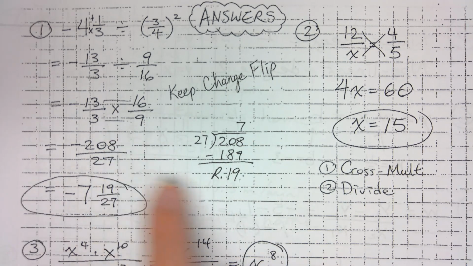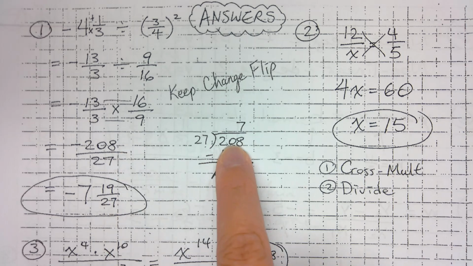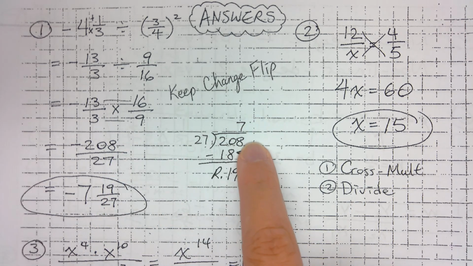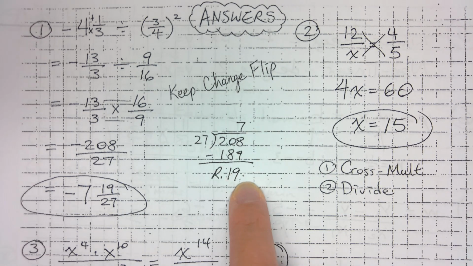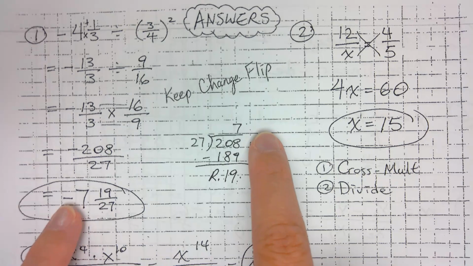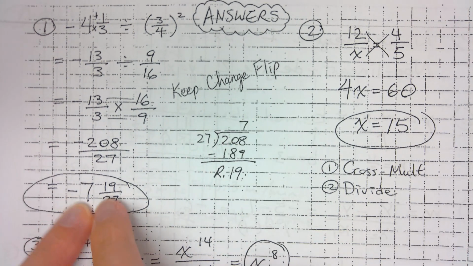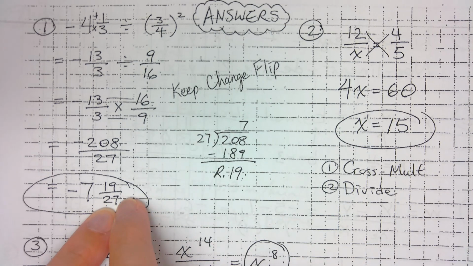If the numbers are easier to do, then sure, by all means. But otherwise, you can just go straight to this. 27 goes into 209 7 times with a remainder of 19. So you have negative 7. A lot of people, after doing long division, forget about the negative. And then 7 whole, 19 over 27.